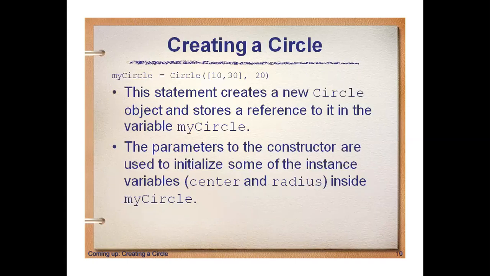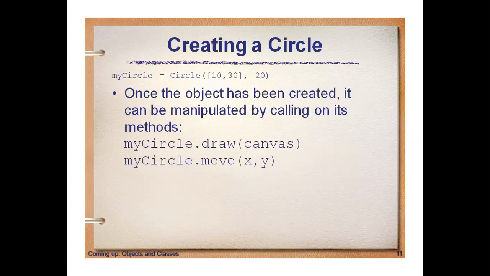Then how are we creating a circle here? Let's understand the system. myCircle equals Circle, in which I'm passing the parameters 10, 30, 20. This statement creates a new circle object and stores the reference to it in the variable myCircle. Now the parameters of the constructor are used to initialize the instance variables center and radius inside myCircle. The words are simple, I'm not required to explain anything here. Once the object has been created, we can always manipulate it by calling its methods, right?